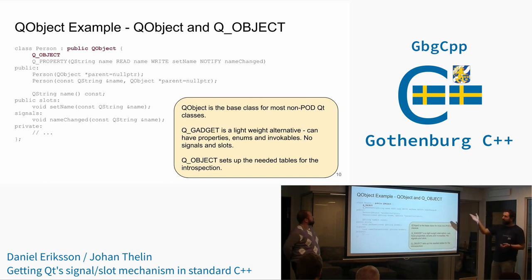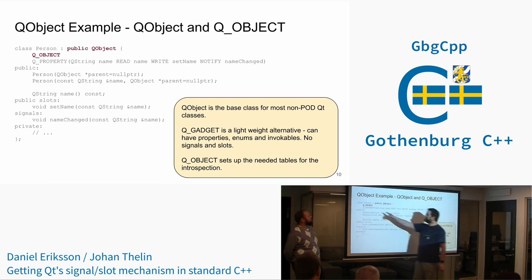So you start by inheriting QObject, the very base class of basically everything that isn't just data in Qt. There is actually a lightweight alternative called QGadget that does parts of it, but not what we're talking about today, signals and slots, but everything else.